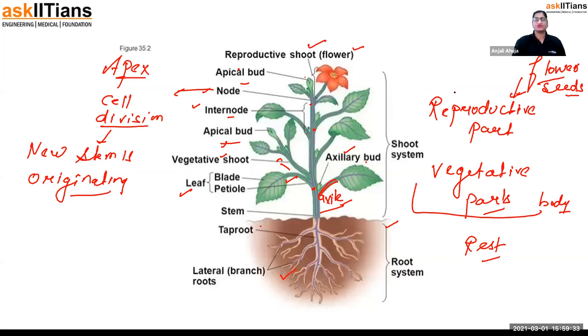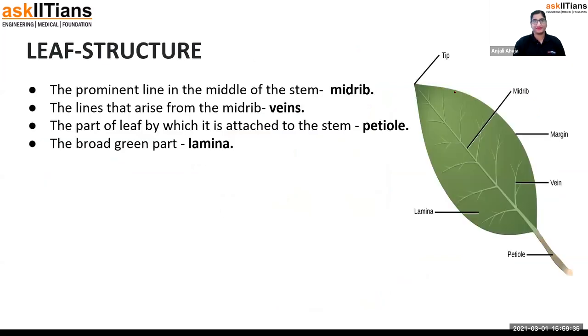And now let's move forward and talk about the leaf part. The prominent structure in the middle is known as the midrib. And the lines which arise from the midrib are further making branches here and there. They are the veins. Venules are the branches of them. In our case, we call them blood vessels, but in the plant case, we call them veins in the leaf.